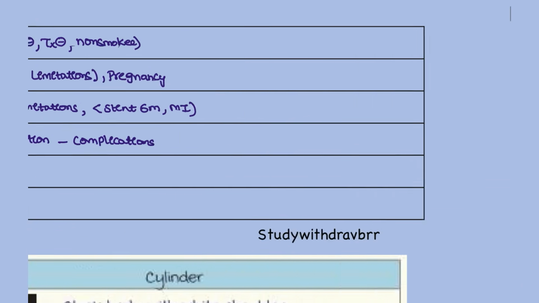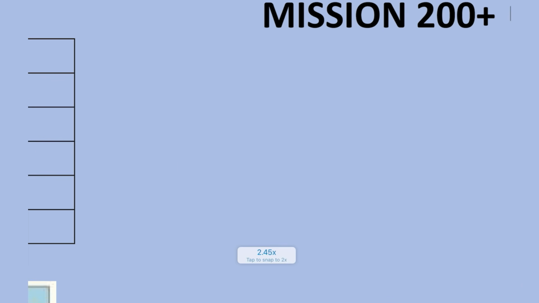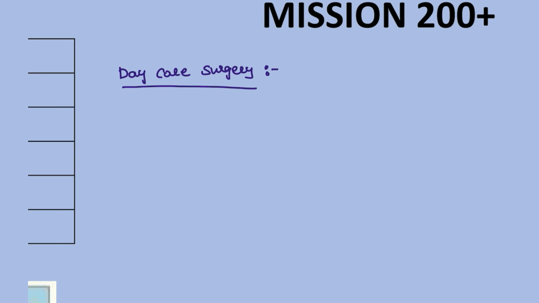Next, we will be talking about what is daycare surgery. Nowadays, daycare surgery related questions are being asked. What is meant by daycare surgery? So daycare surgery is famous in the Western countries nowadays, and in the Indian settings also, in the corporate hospitals, especially in the metropolitan cities, this daycare surgery is common. So what is meant by daycare surgery?